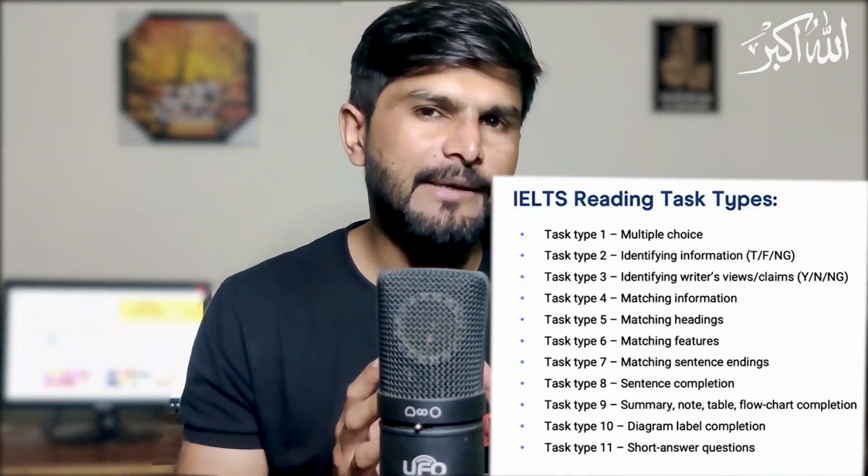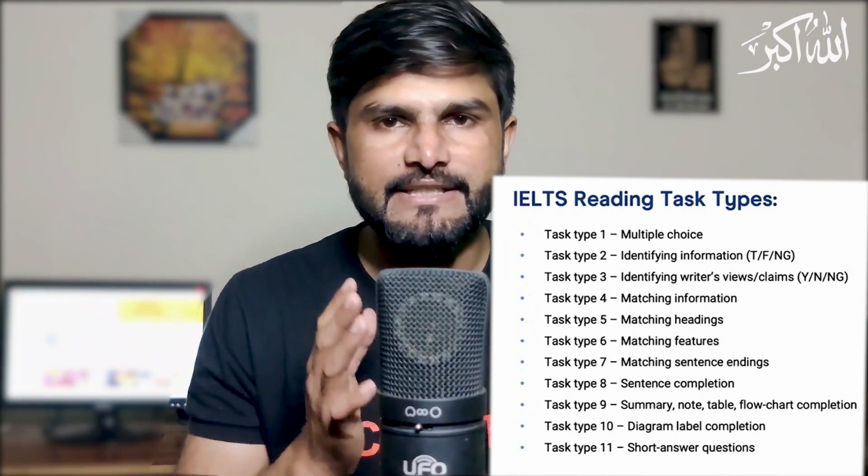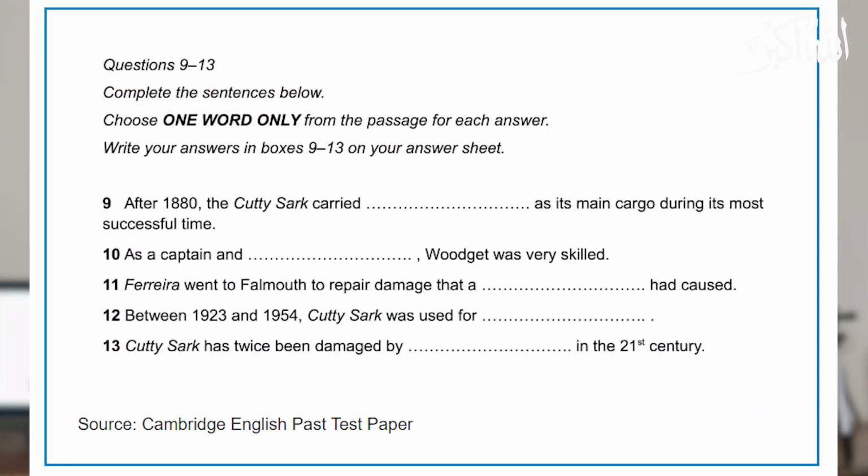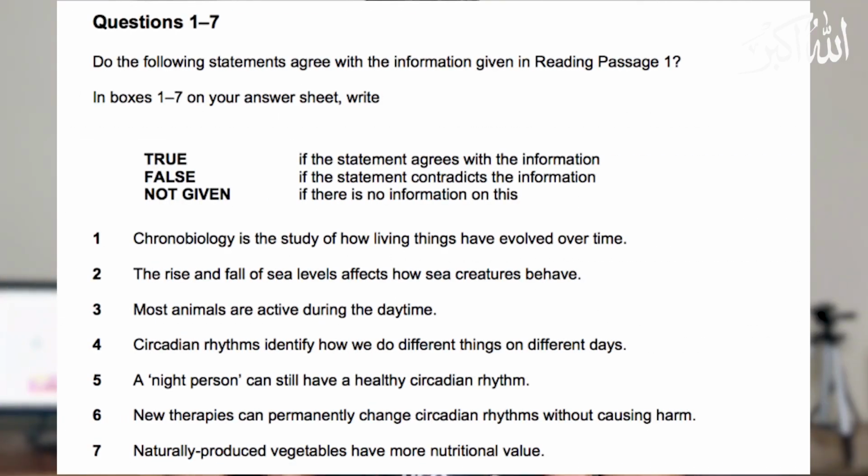So after reading the title, the next thing is that you have to look at the question types. What types of questions are there? Are they easy question types or difficult question types? You have to start from the easy questions. For example, questions 9 to 13 are fill in the blanks, and questions 1 to 8 are true false not given, or maybe multiple choice. But you have to start from 9 to 13, the fill in the blanks, because the easiest questions in IELTS reading are fill in the blanks.